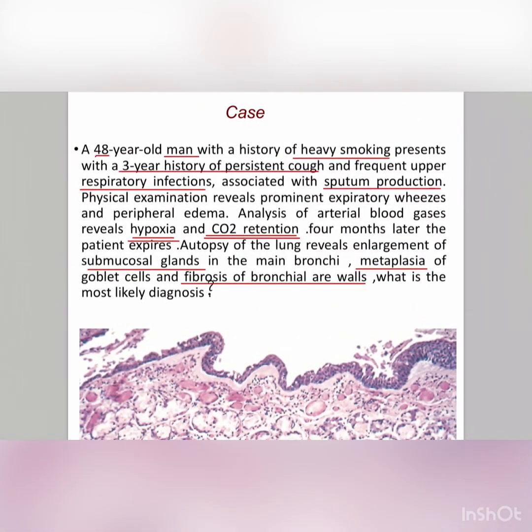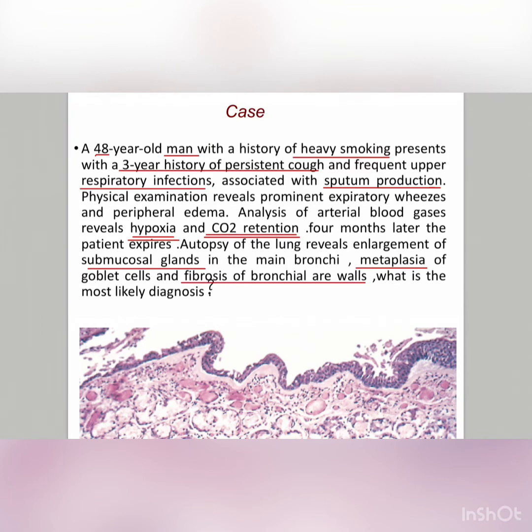Regarding the case, we have a 48-year-old man with a history of heavy smoking, presenting with a 3-year history of persistent cough and frequent upper respiratory tract infections, associated with sputum production. Physical examination reveals prominent expiratory wheezes and peripheral edema. Analysis of arterial blood gases reveals hypoxia and CO2 retention. 4 months later, the patient expires. Autopsy of the lung reveals enlargement of submucosal glands in the main bronchi, metaplasia of goblet cells, and fibrosis of bronchiolar walls. What is the most likely diagnosis?